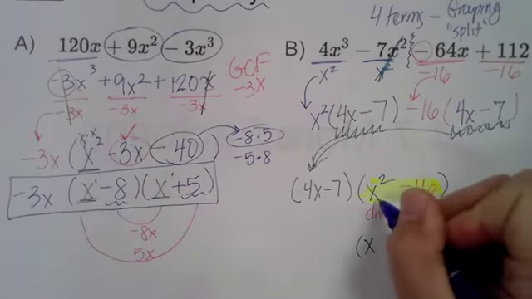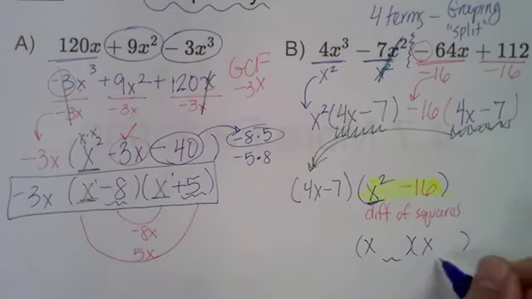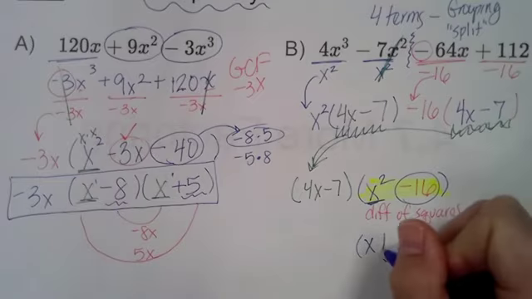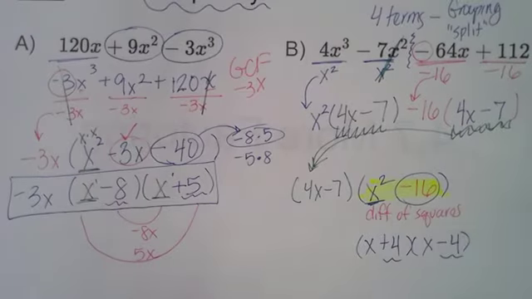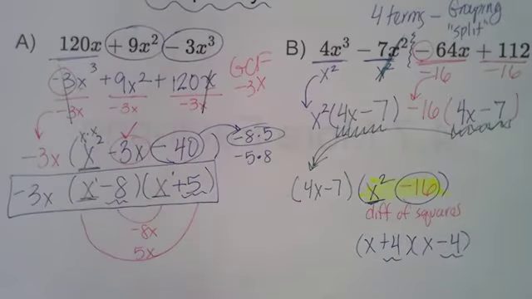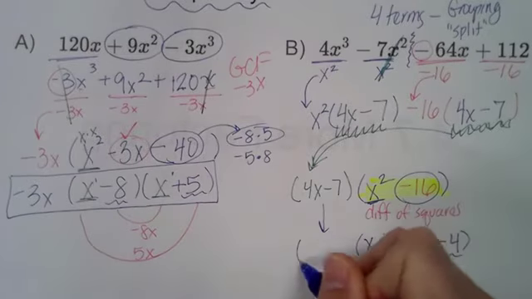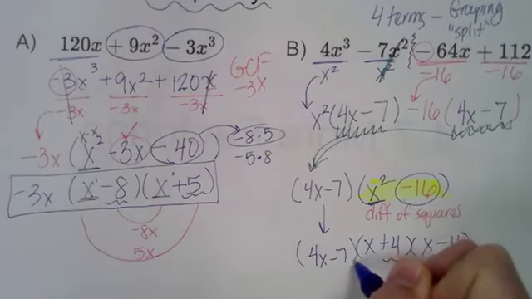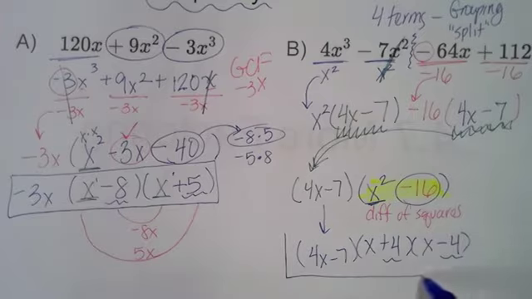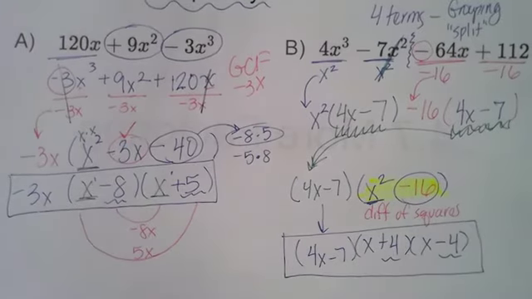X times x is x squared. What times what is negative 16? Positive 4 and negative 4. And this term in front, 4x minus 7, goes right there. That, ladies and gentlemen, is fully factored. That is what Delta Math is wanting today.